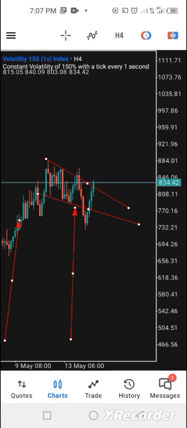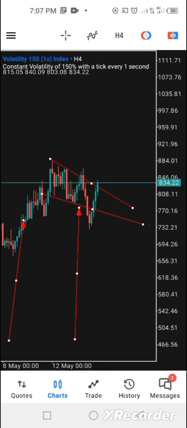I wait to make sure that there is a break of that trend line. So you can see there's one here, there's two here, and there's three. Make sure there's a break. Now that is one confirmation.